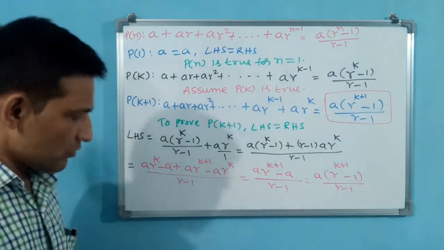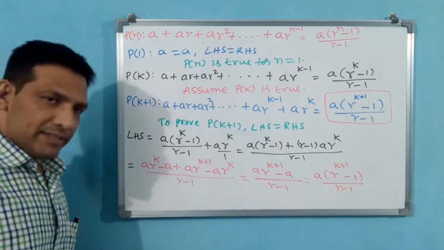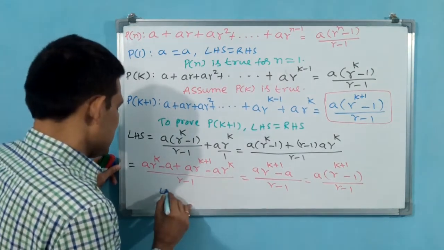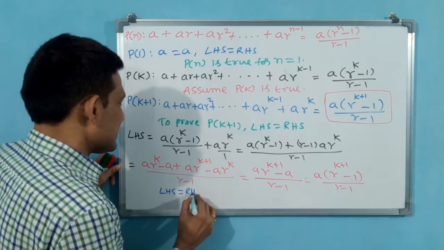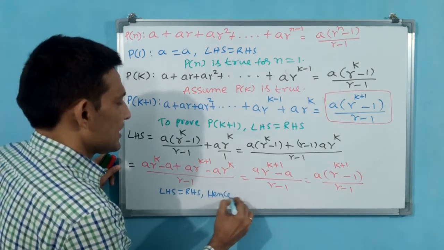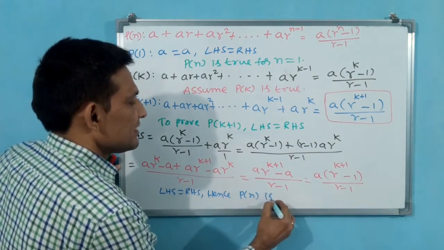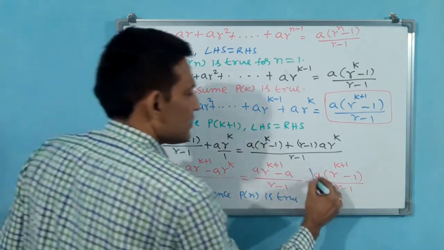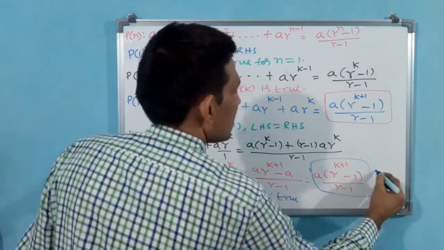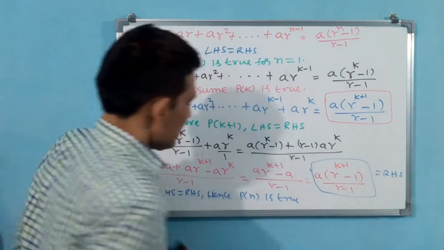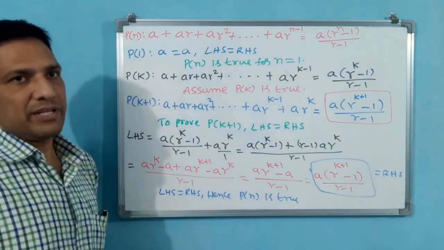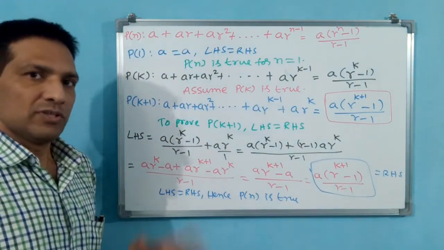What you have to write now? LHS is equal to RHS. Hence, Pn is true. Like you write and close this question.